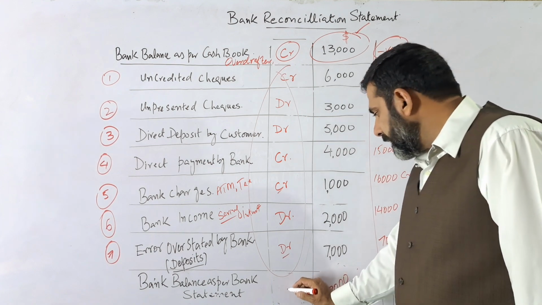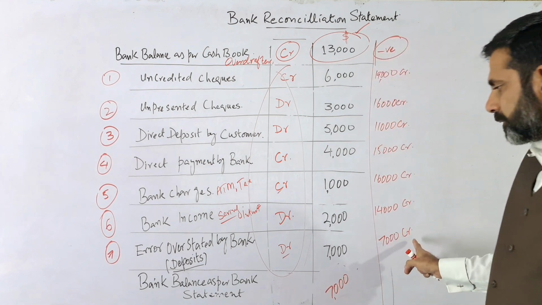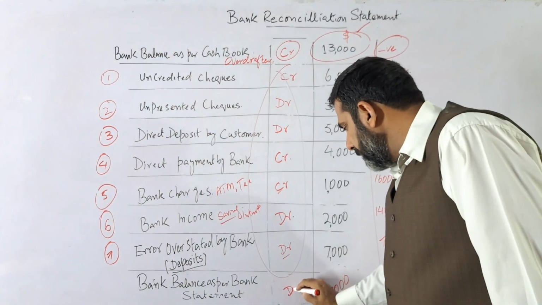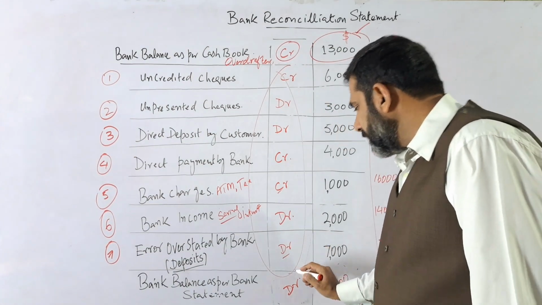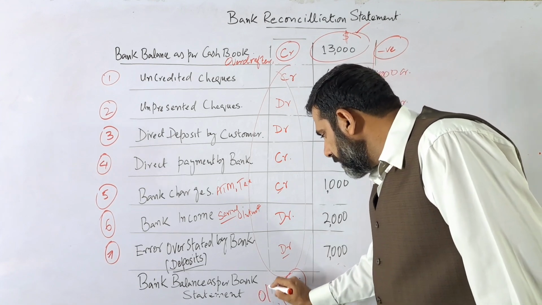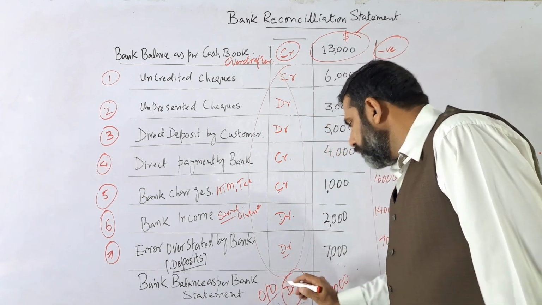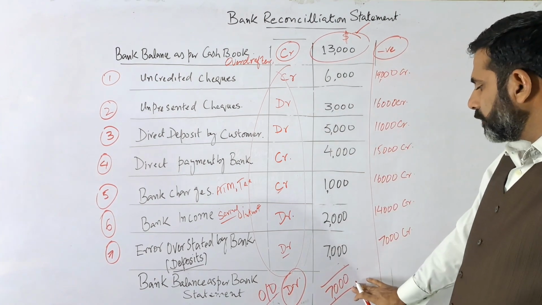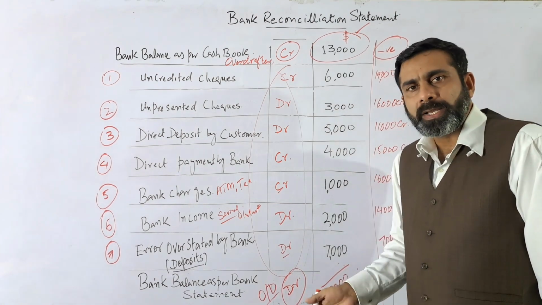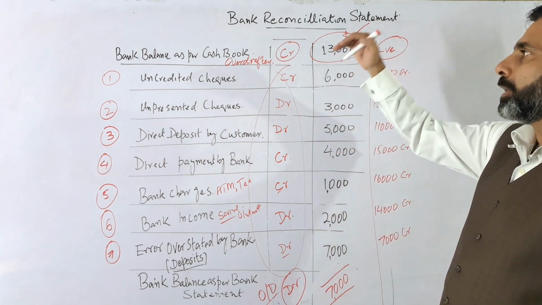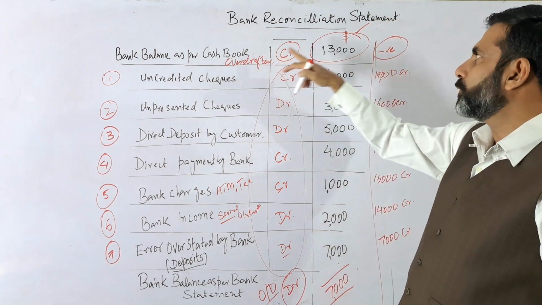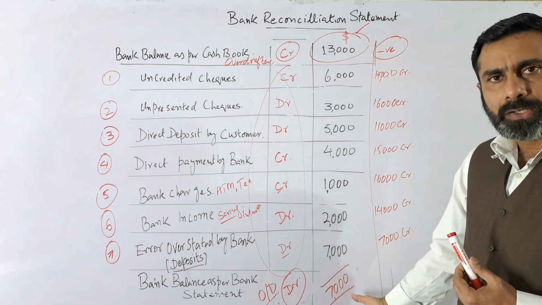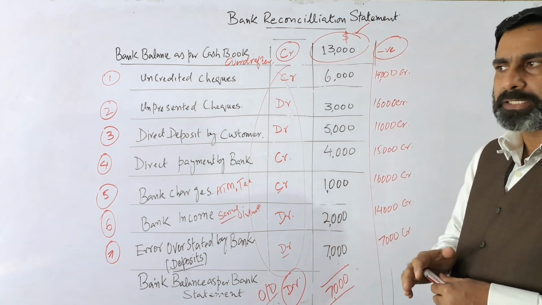So there's a balance of how much? 7,000 balance is there, and because it is as per the cash book a credit balance, it will be a debit balance. So debit balance again means the overdraft balance. So bank is showing in the bank statement how much? That is the 7,000 amount as an overdraft balance, but what you are recording in your cash book, you are showing 13,000 overdraft, but actually there is only 7,000 overdraft as per the bank statement.